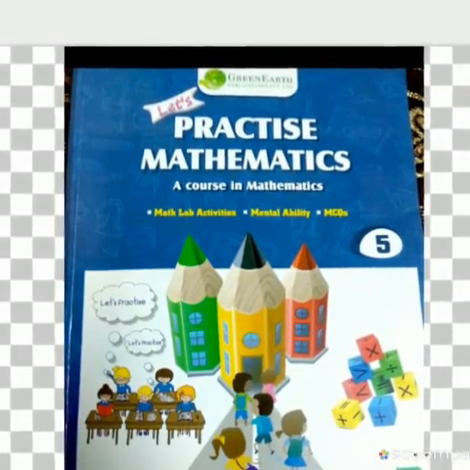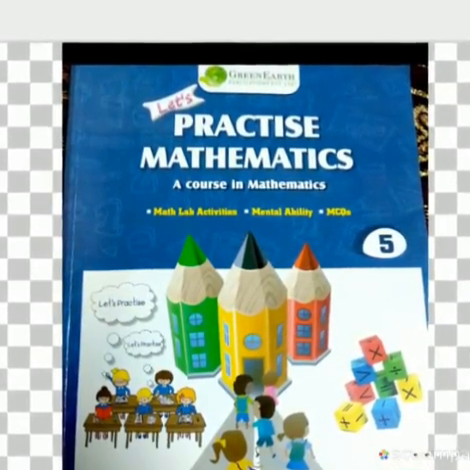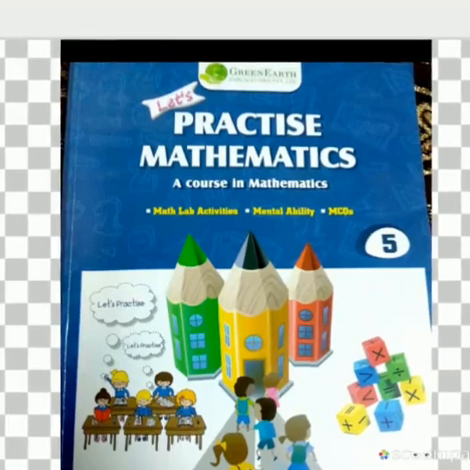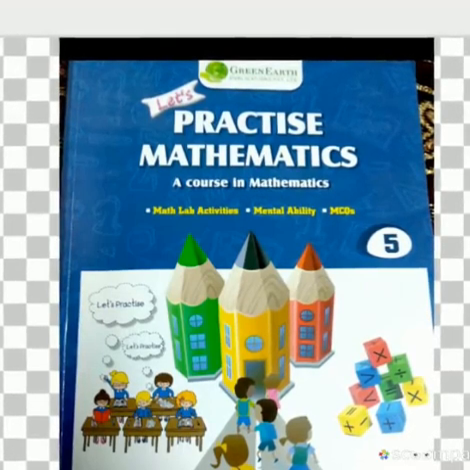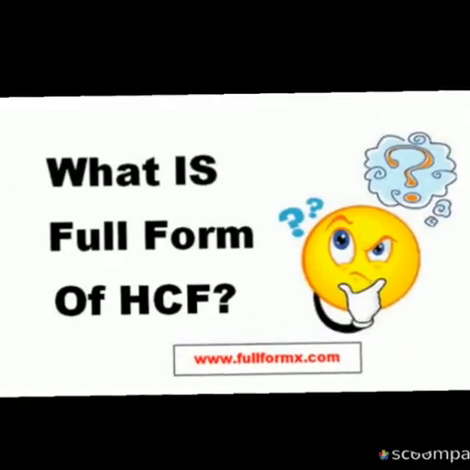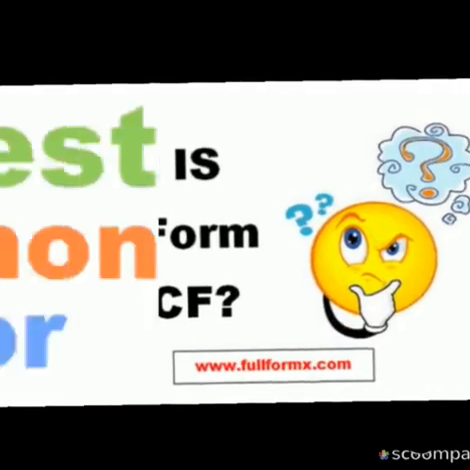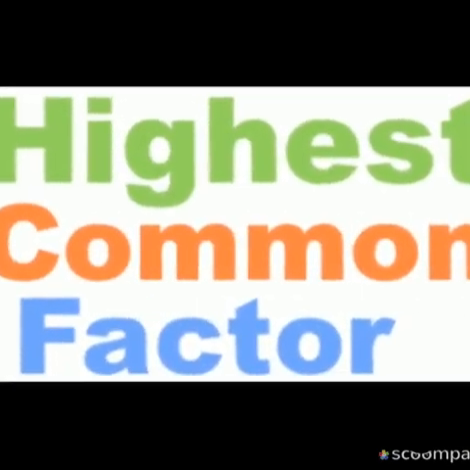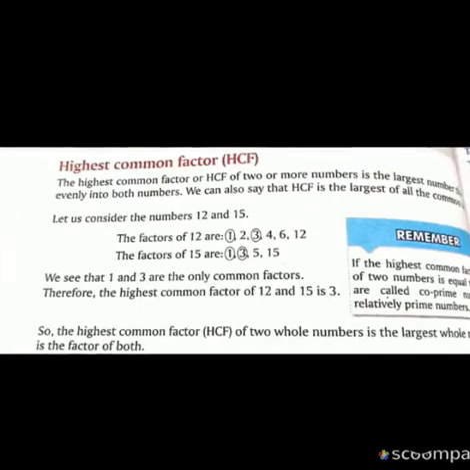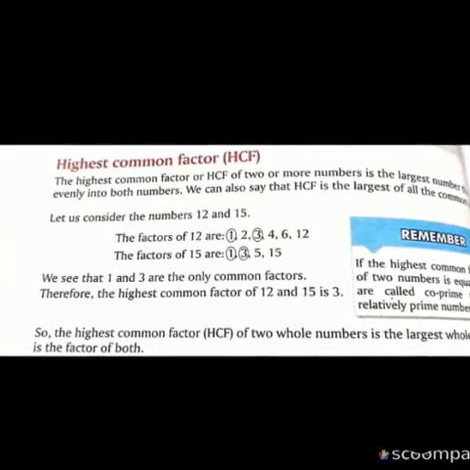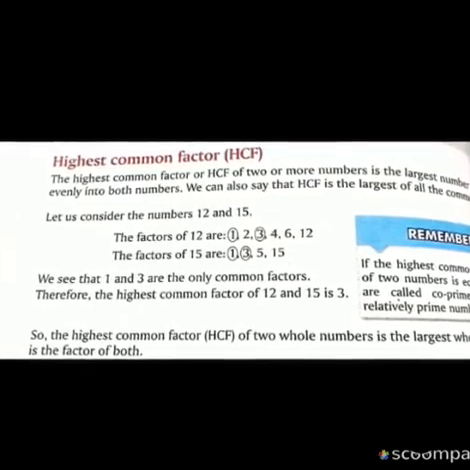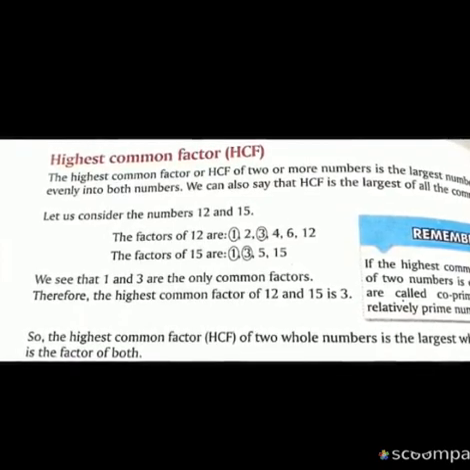Yesterday we have done exercise 3.1. Now today we will start exercise 3.2. Today we will discuss about HCF. What is HCF? HCF is highest common factor. HCF of two or more numbers is the largest number that divides evenly into both numbers.